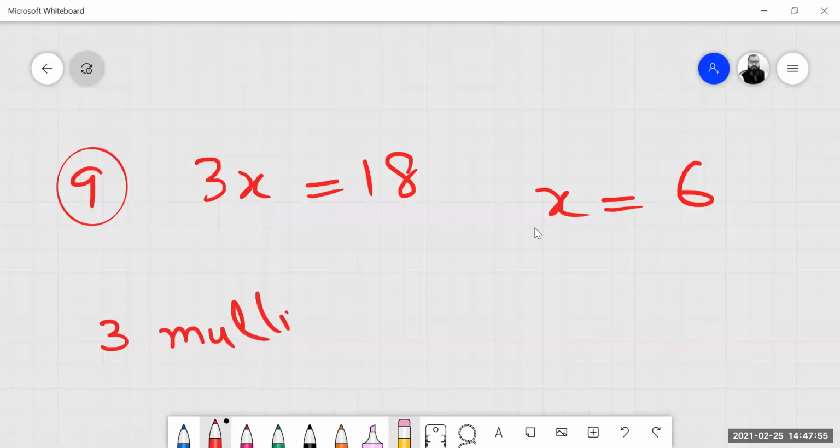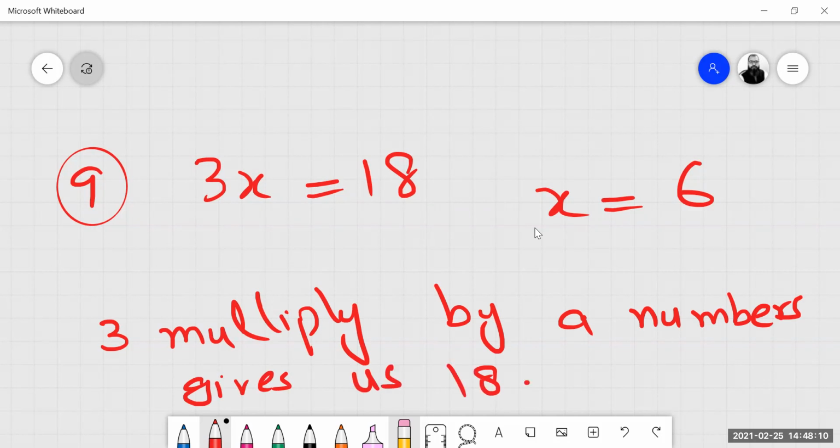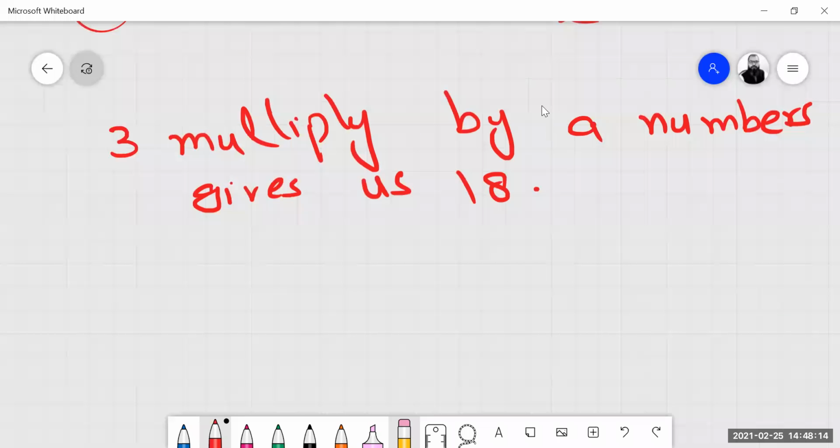3 multiplied by number 6 equals 18. 3 multiplied by a number gives us 18. This is the answer. Okay.